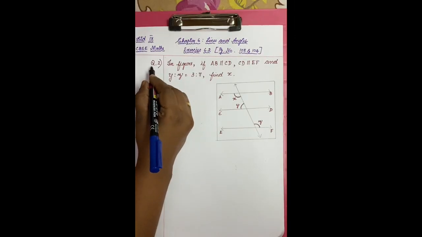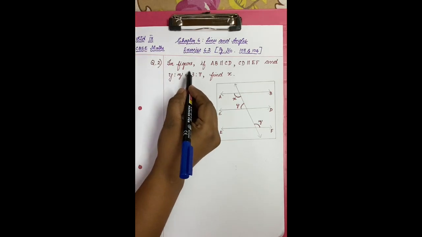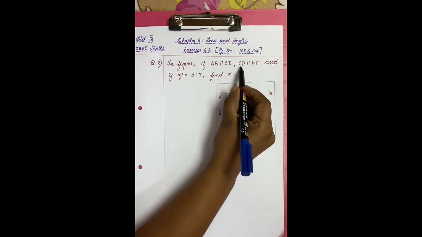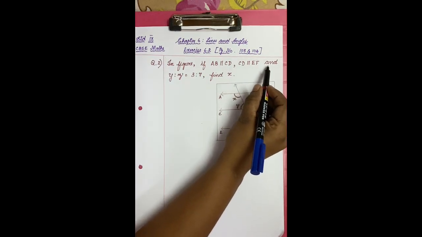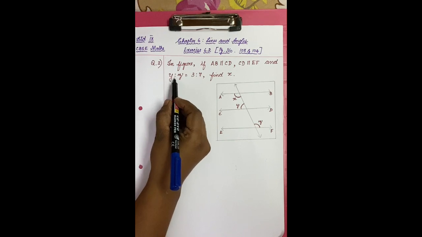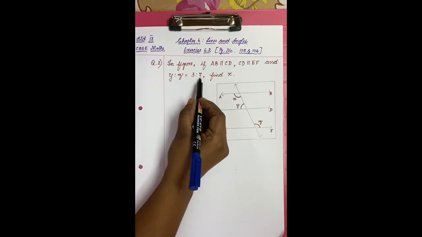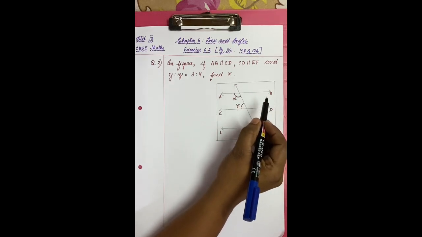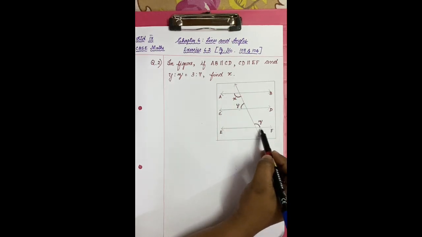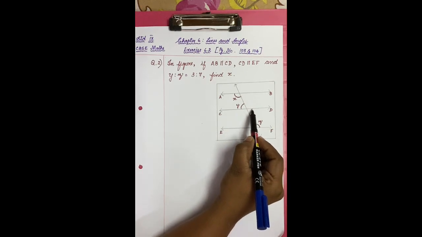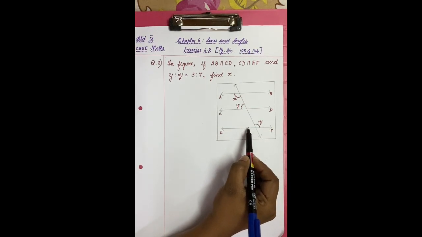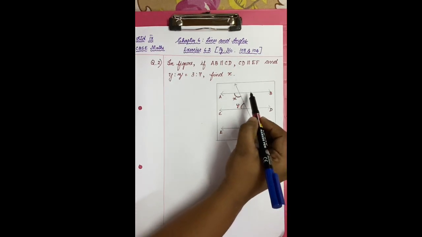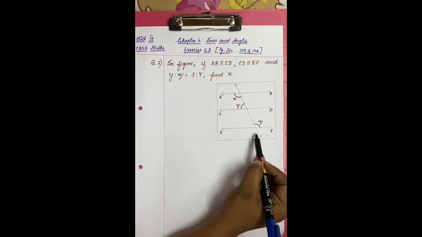Okay, now we will move to the second question. In the figure, if AB is parallel to CD and CD is parallel to EF, also there is another clue, y is to z is equal to 3 is to 7. Find x. So now we will observe the figure. There are 3 parallel lines, AB parallel to CD and CD parallel to EF. By the property we also know that AB is parallel to EF. So all 3 lines are parallel to each other.